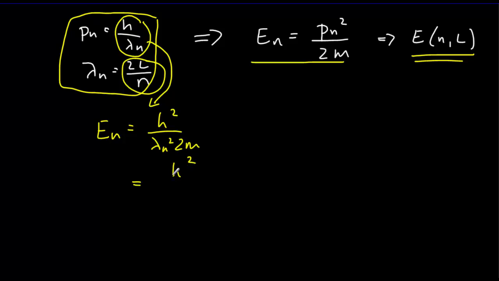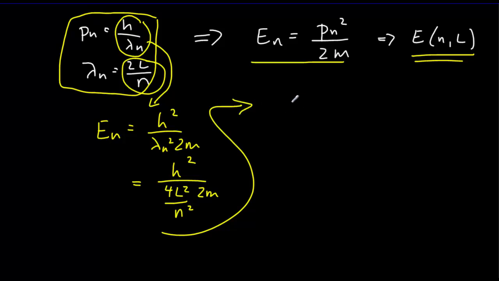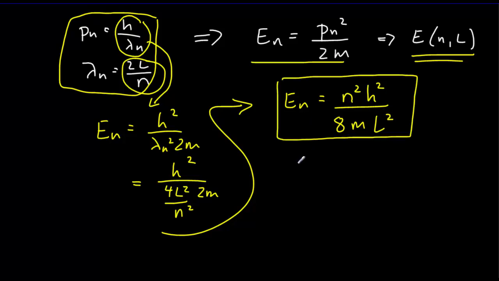So we're going to get h squared. Lambda n squared is going to be 2 squared, or 4 times L squared. We've still got that 2m, and we've got to divide by n squared. So when we invert and multiply, that n squared is going to come up to the top. So we'll get n squared times h squared. And then on the bottom, we'll have 2 times 4, that makes 8 times the mass of the electron times L squared. And this becomes our energy level formula for the simplest quantum system, and that's the electron in a box. And something key that you want to notice about it is that En varies as n squared.